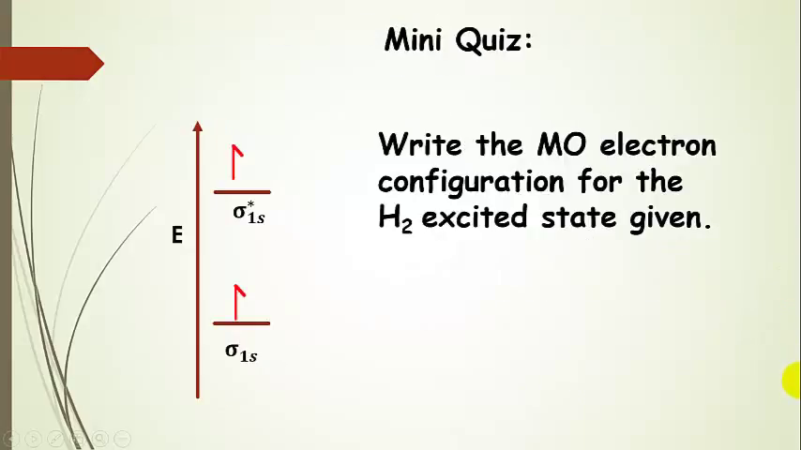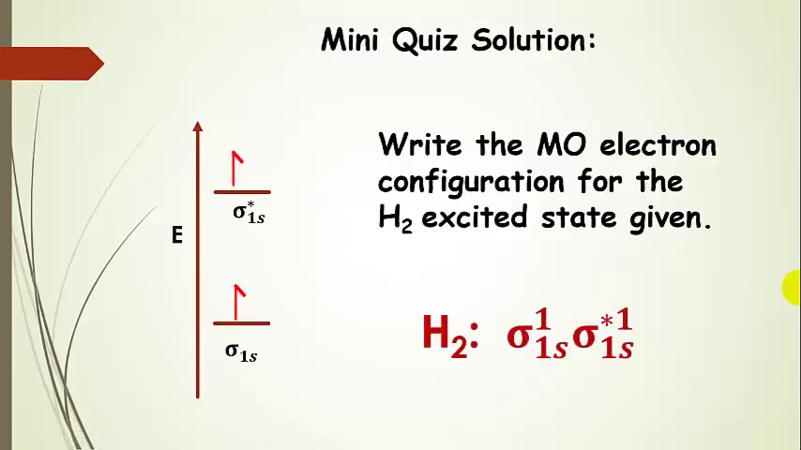Okay, so now let's write the molecular orbital electron configuration for the hydrogen diatomic molecule in the excited state. Here's an excited state, so write the electron configuration. Okay, and so yes, we would put sigma 1s, we have 1 electron, so the superscript 1, or you can just leave it off, but often you'll see that there, and then we put 1 electron in the sigma star.